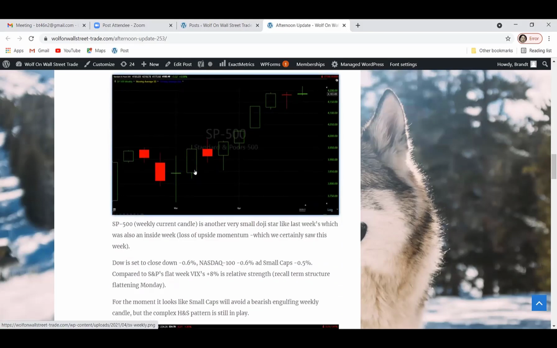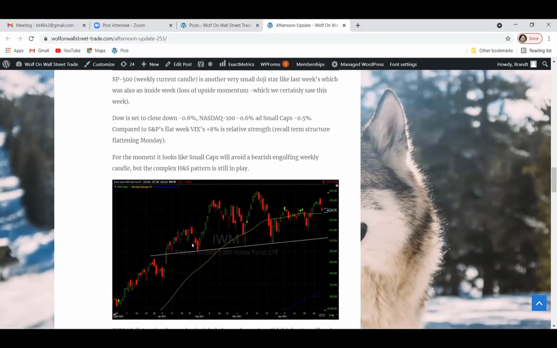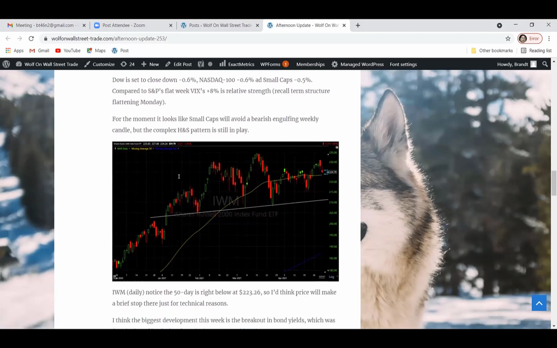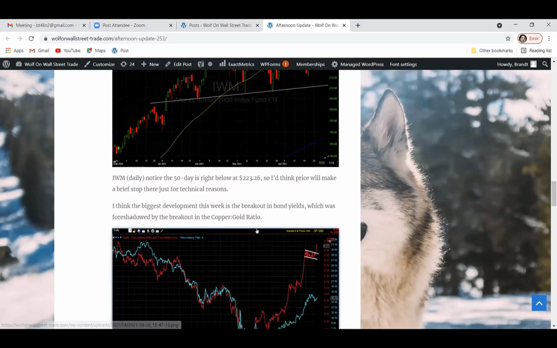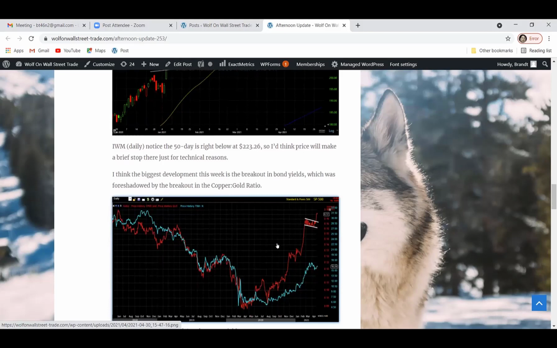So on the week, okay, we get to the wrap up of this. I think the biggest development this week is the breakout in bond yields. This correlates to Nasdaq, because Nasdaq has been having a lot of trouble with rising bond yields because of the valuations.